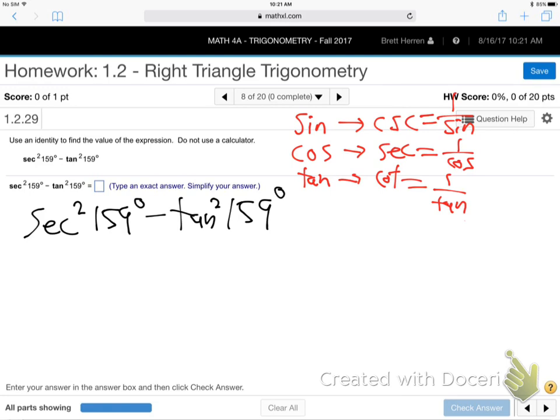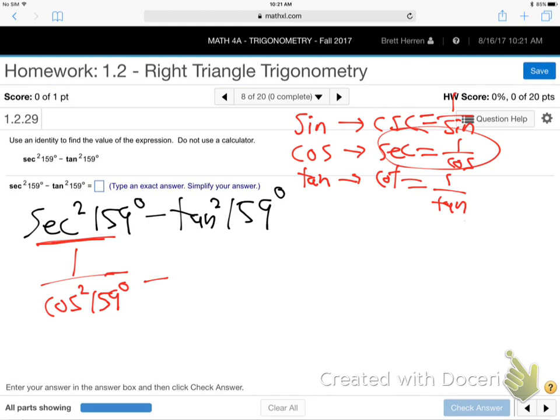Okay, so that means this secant is really what? 1 over cosine. So this is 1 over cosine squared of 159. You with me so far? Everything else is the same. You keep the 159, keep the squared, but secant squared of 159 is 1 over cosine squared of 159, because cosine and secant are upside downs, right? Okay. And then what's tangent?